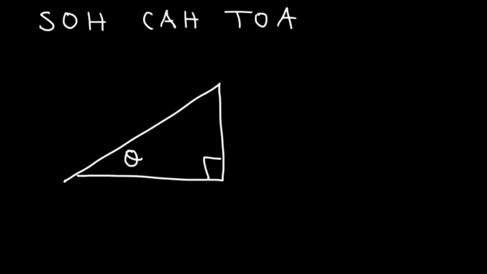Now there are three sides of this triangle that you need to be familiar with. Opposite to theta is the opposite side. Next to the angle theta is the adjacent side. And across the box, or the right angle of the triangle, is the hypotenuse.